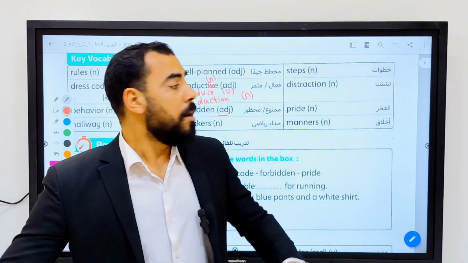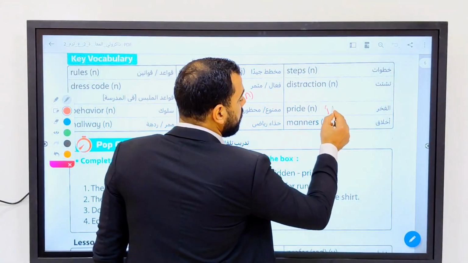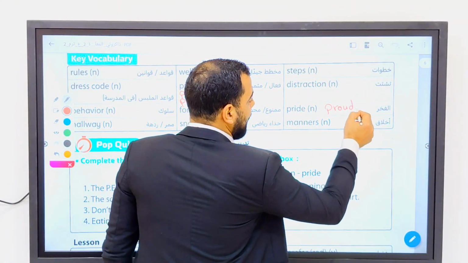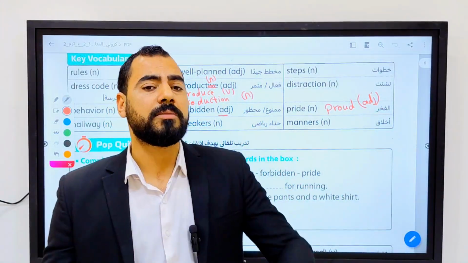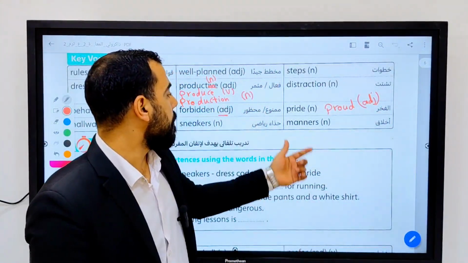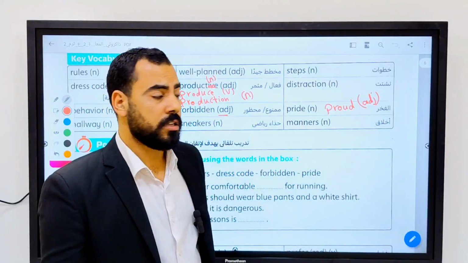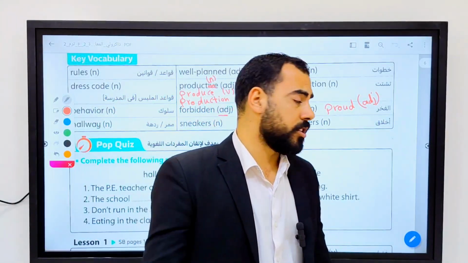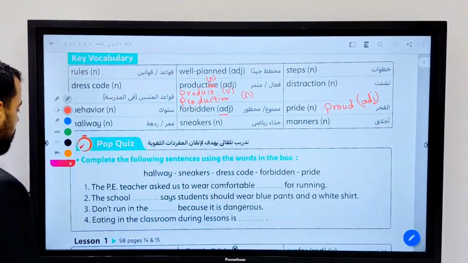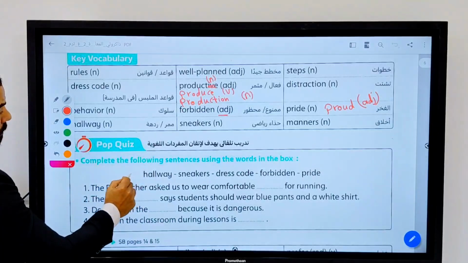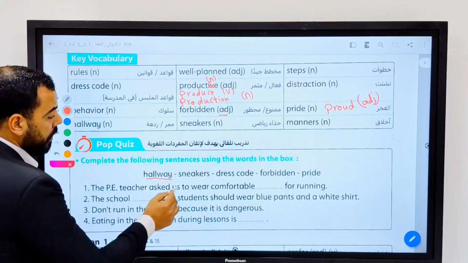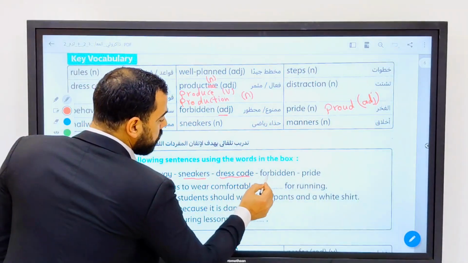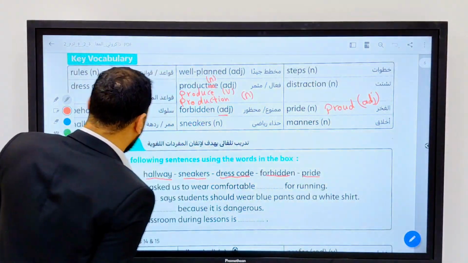Pride is a noun. Proud is an adjective. Manners: good manners and bad manners. Now let's complete the following sentences using the words in the box: hallway, sneakers, dress code, forbidden, and pride.